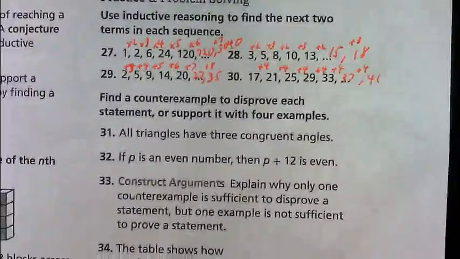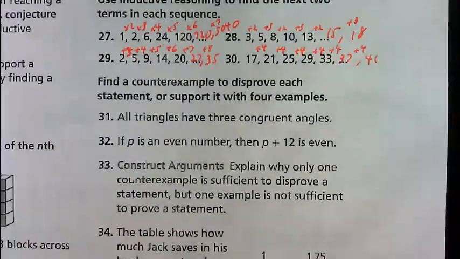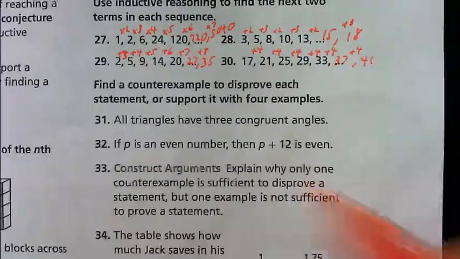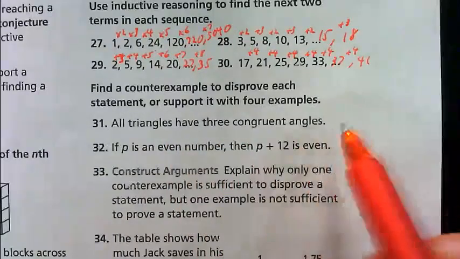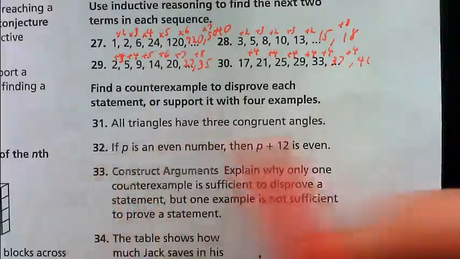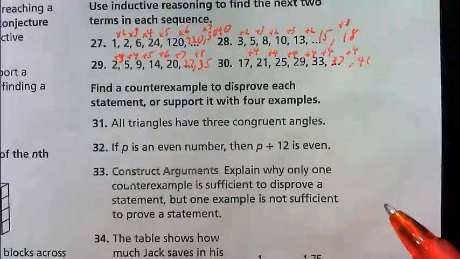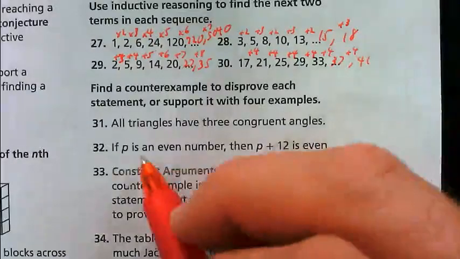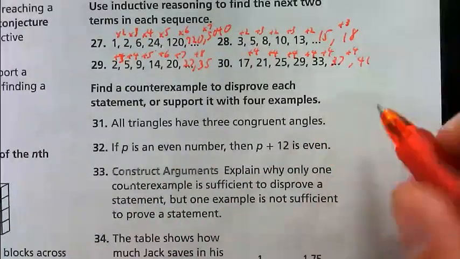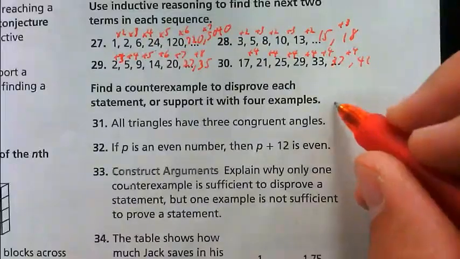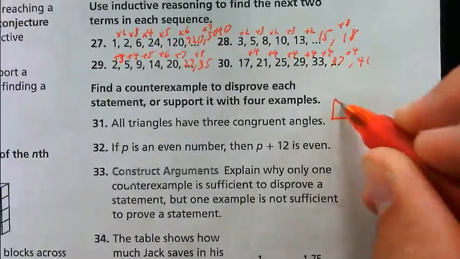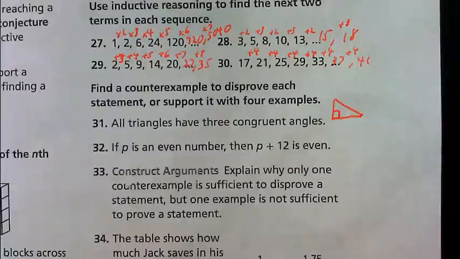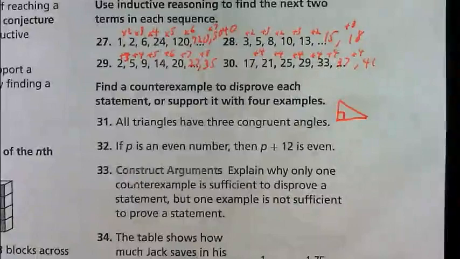Find a counterexample to disprove each statement or support it with 4 examples. So again, if you can find one counterexample, then it has to be false. All triangles have 3 congruent angles. Well, the only type of triangle like that is what's called an equiangular triangle, meaning all the angles are equal. So that would be false, because if I had any other type of triangle, let's do a right triangle, that would be an easy one to show, because in a right triangle, you can only have one right angle, because all 3 angles have to add up to 180.